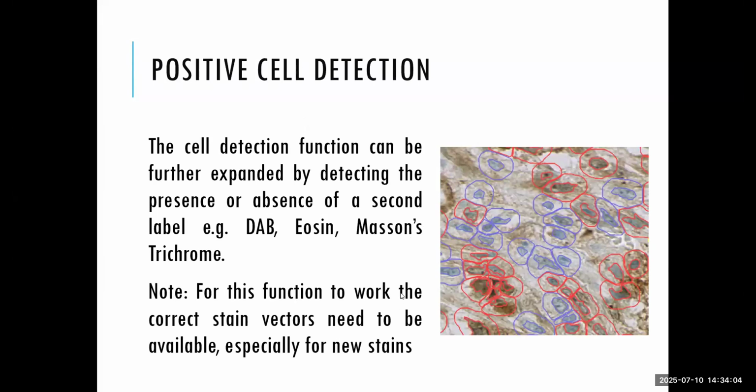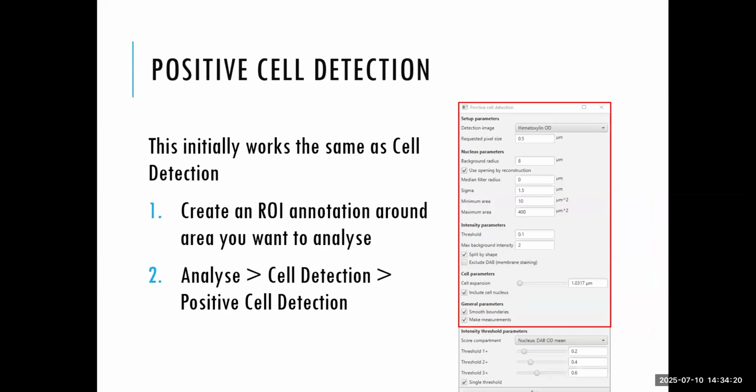Now, you do need to make sure you have the correct stain vectors set up for this. DAB and H&E is obviously simple, but if you are using one of the other stains, you will need to work that out using the workflow that I was showing you previously.